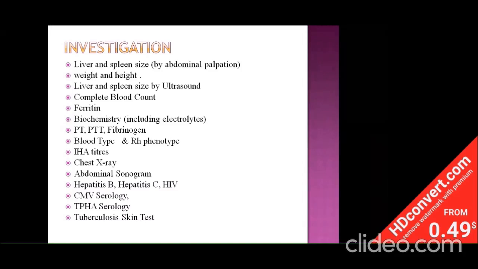Again, we will see the biochemistry investigations, PT and PTT, and IHA tests if the patients have different blood groups. If a major mismatch or bidirectional mismatch is there, we will go for the IHA tests. Serology tests are very important for the patient, and CMP, stool, TPHA, and we will go for Montague studies.